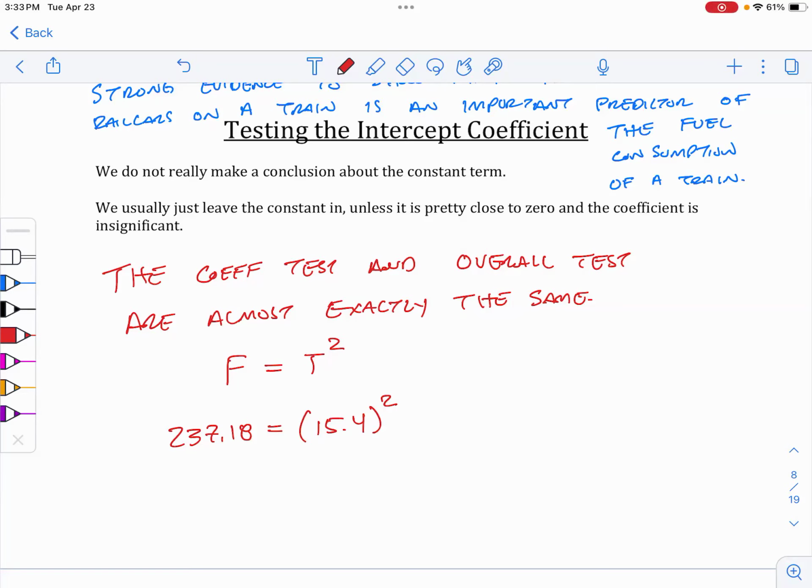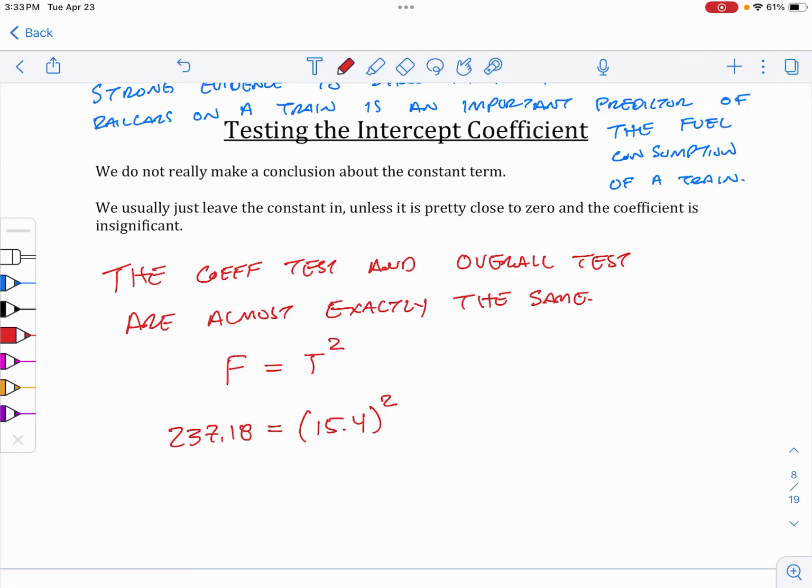The only thing you want to make sure you can identify is the terminology there. If it says do the overall test, make sure you grab the F statistic. If you're doing the coefficient test, make sure you grab the T statistic. The conclusion, the p-value, the hypotheses, those will all be identical. The only difference is the test statistic used.